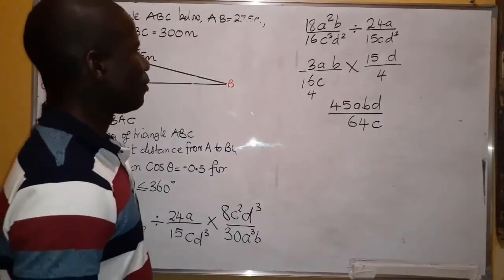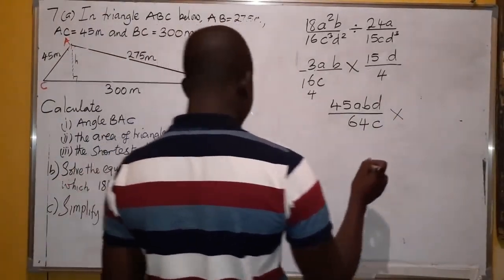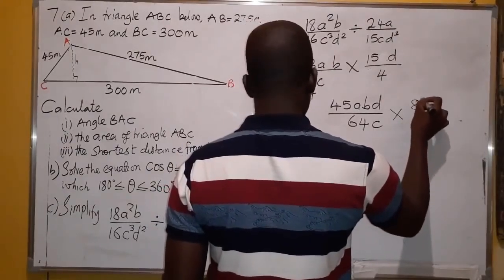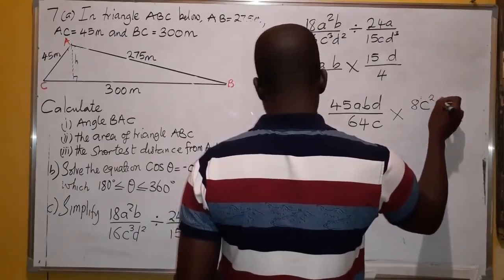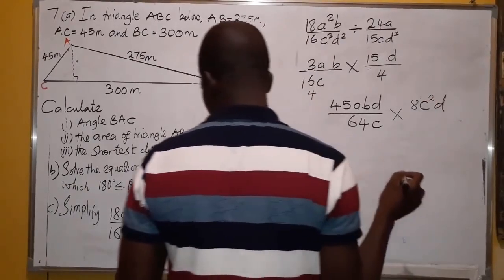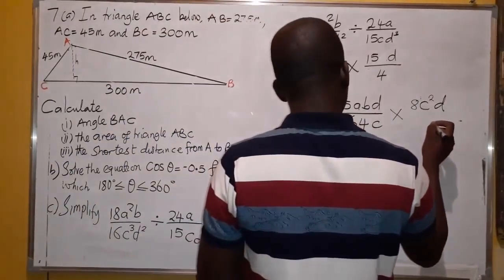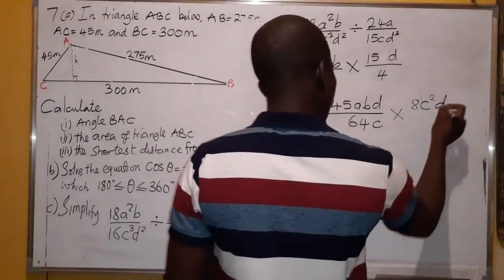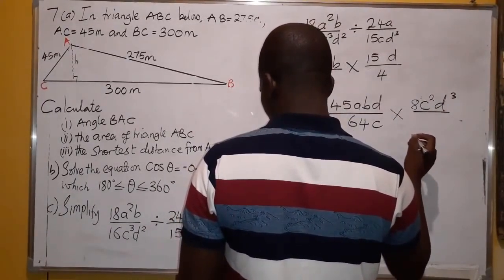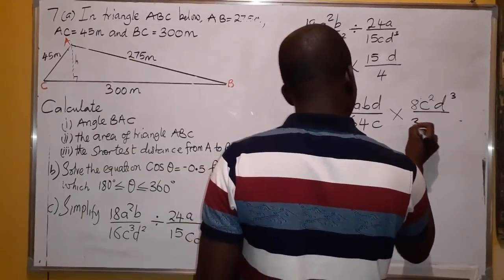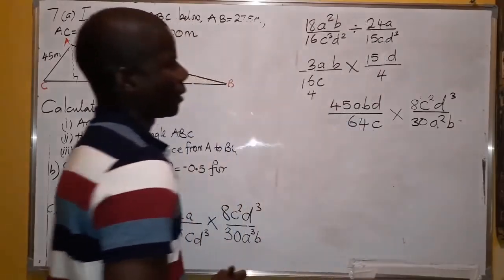Then from this point now we bring the last part here, which is multiplied by 8 c squared d over 30 a cubed b. So this is where we are.